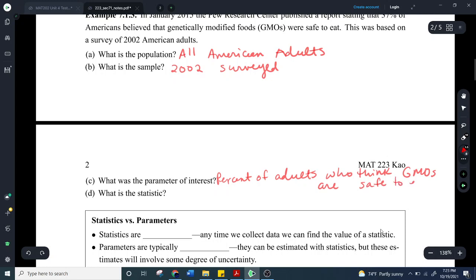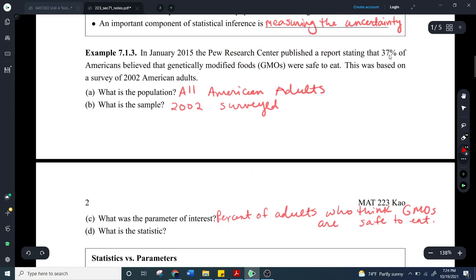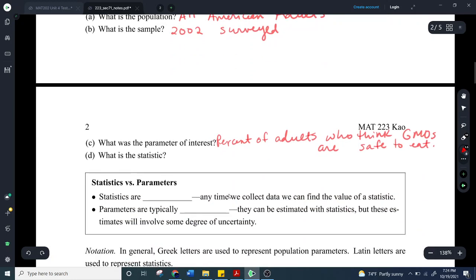The idea here is we can't possibly go out and ask every single American adult their opinion on GMOs. So what we have to do is pull a sample and see what their opinion is, and we use that to make the inference to all Americans. The statistic is whatever it is we calculated from that sample. So we calculated that 37% of our sample said they thought GMOs were safe. So our statistic is going to be the 37% from the sample, because it's a calculation we did on the sample.